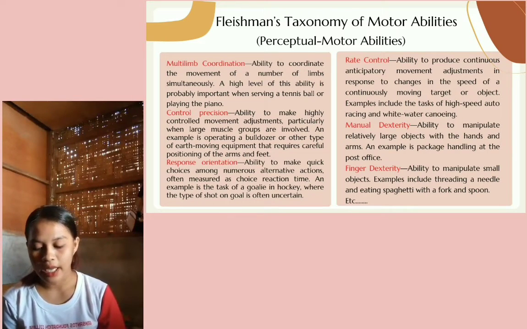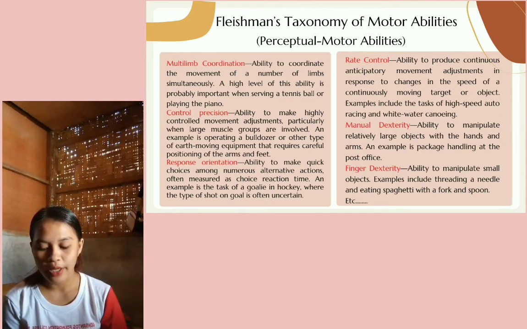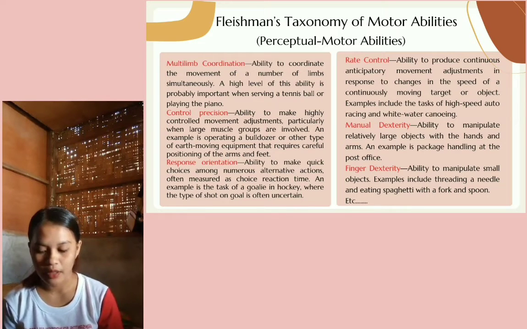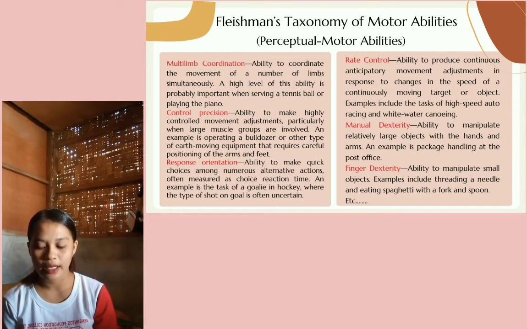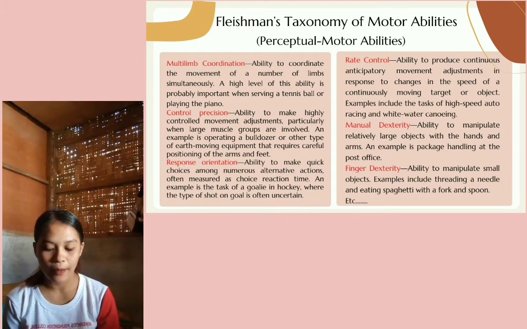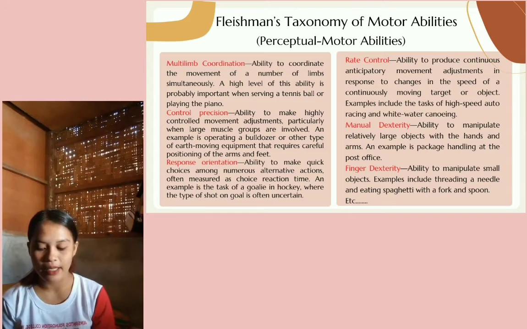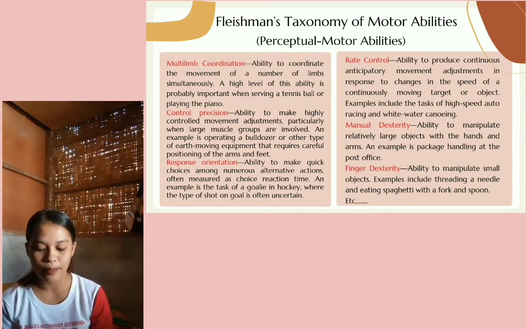Finger dexterity: the ability to manipulate small objects. Examples include threading a needle and eating spaghetti with a fork and spoon. Finger dexterity evaluates the capability of the muscles in the hands as well as a person's fine motor skills for the purpose of performing tasks that involve placing, turning, and picking up objects.